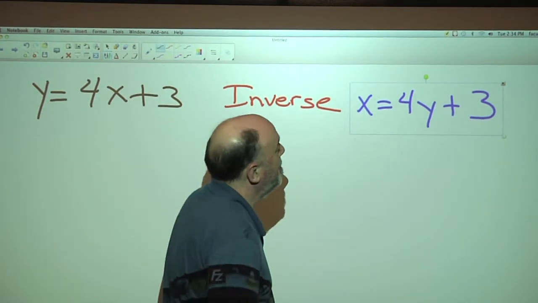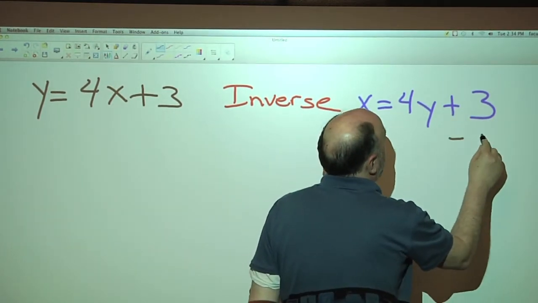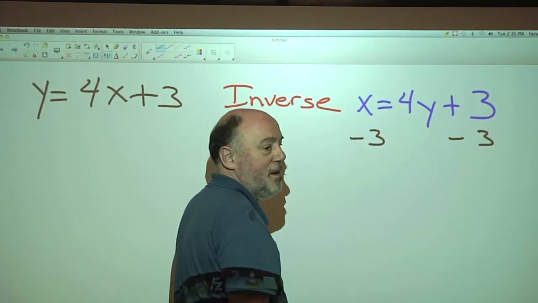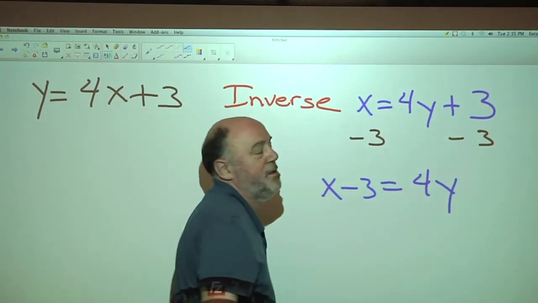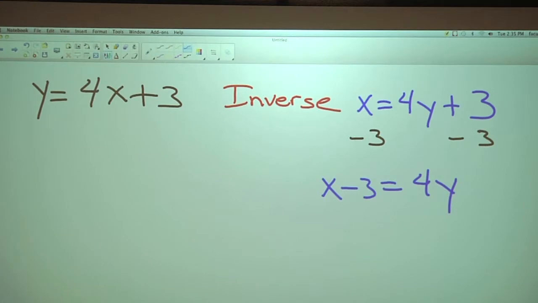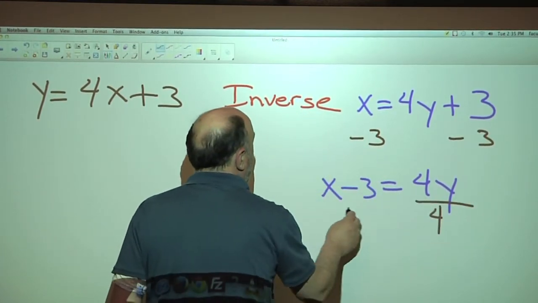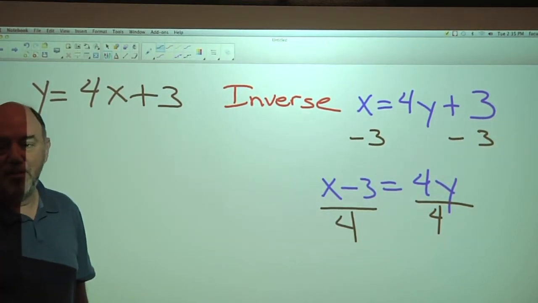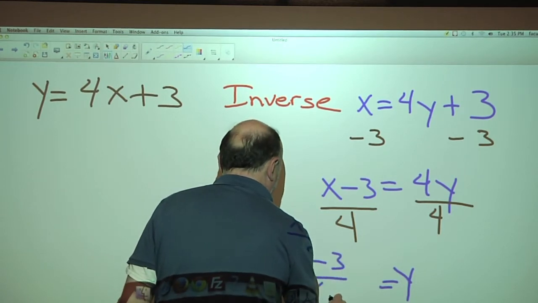So, if I want to isolate the y, first I take this 3 to the other side. We're going to subtract 3 from both sides, so we get x minus 3 equals 4y. Well, 4y means 4 times y, and the opposite of multiplying is to divide. So we divide both sides by 4, and we get y equals x minus 3 over 4.